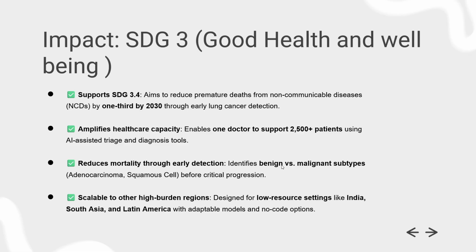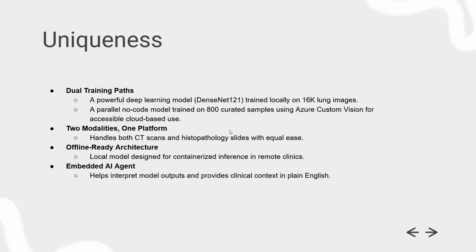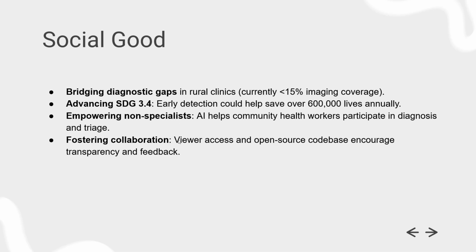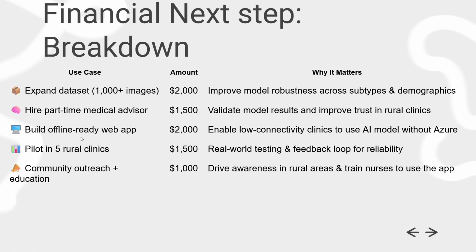So we hope to achieve SDG 3, and the uniqueness is in the fact that we used the DenseNet model and also Azure Custom Vision together with ChatGPT interpretation for our AI, and offline for local. If you want to use the model, even though you are not connected, you can use it, and it can detect both CT and histopathology. So it's bridging the diagnostic gap in rural clinics, advancing SDG 3 and 4, as well as fostering collaboration in hospitals. So here's our financial breakdown.